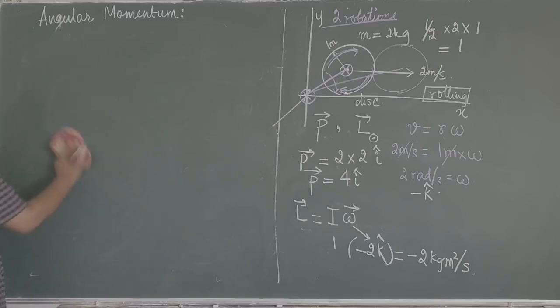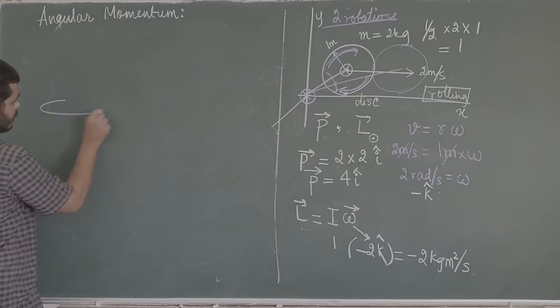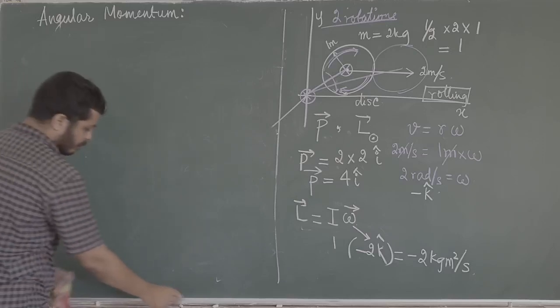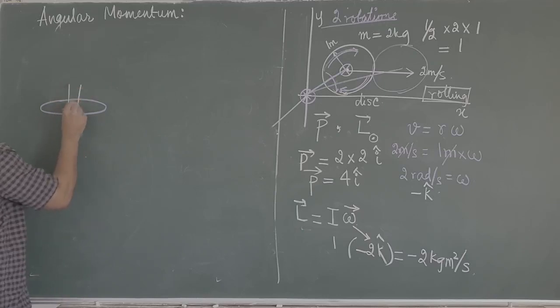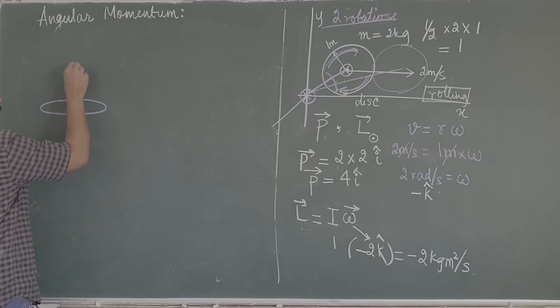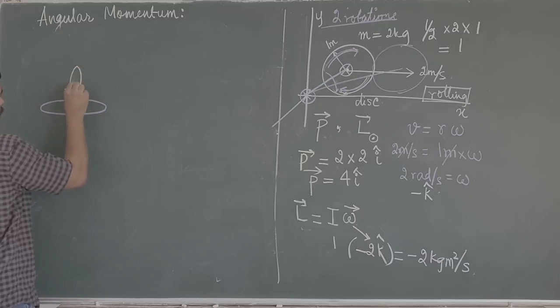Let us say that there is a wheel, and it is kept on a platform. So there is a platform and on this platform a wheel is kept. There is some kind of an arrangement and on this there is a wheel. A wheel is kept on a platform.